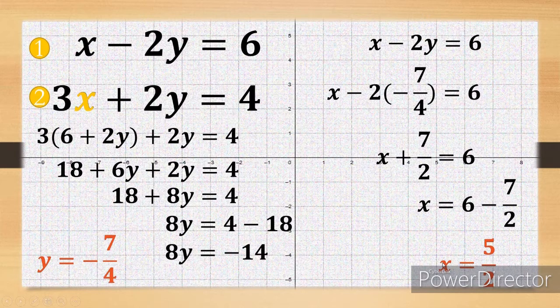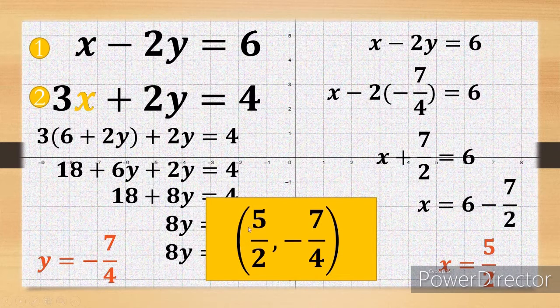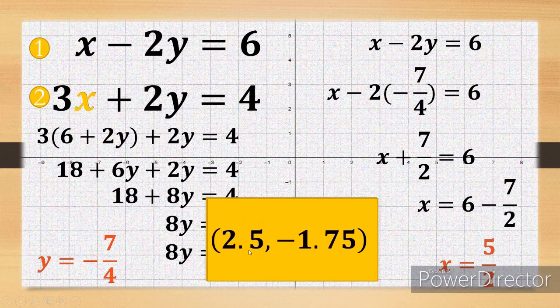So, we now have the value of x and y. So, our ordered pair is 5 over 2 and negative 7 over 4. Or simply, pwede natin siyang i-decimal since exact naman, hindi siya repeating fraction. So, we have 2.5 and negative 1.75. Ito ang ating point of intersection or yung solution ng system natin. Pwede nyong i-check gamit yung substitution or pwedeng i-graph nyo yung lines para ma-check nyo kung ito talaga yung point of intersection.